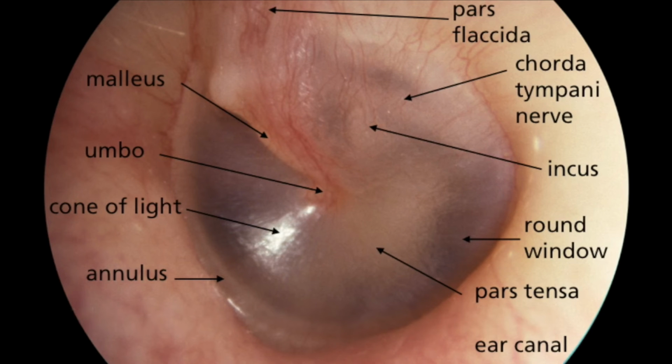Gently remove the otoscope, continuing to observe the ear canal for any pathologies that you may have missed on the way in. And then repeat the examination on the other ear.